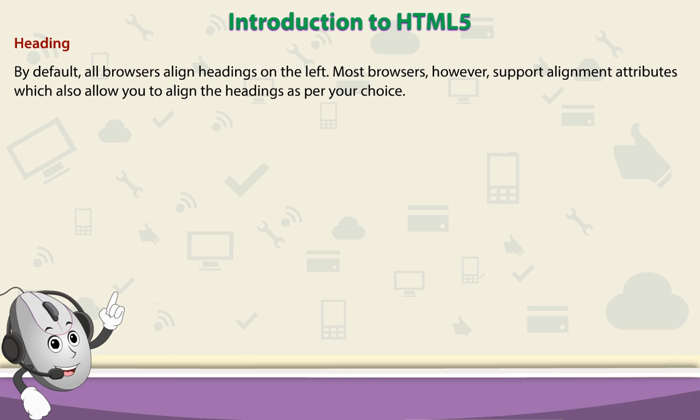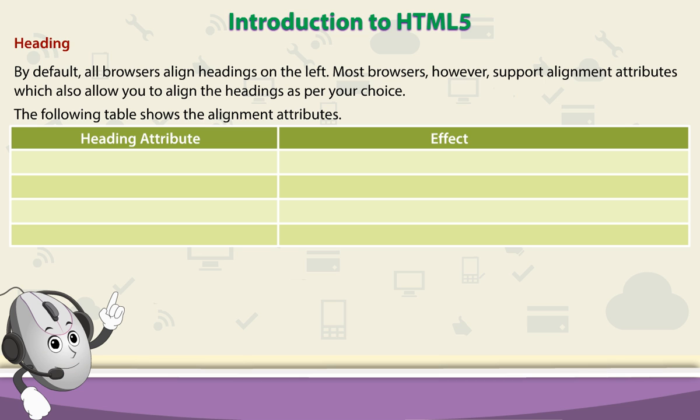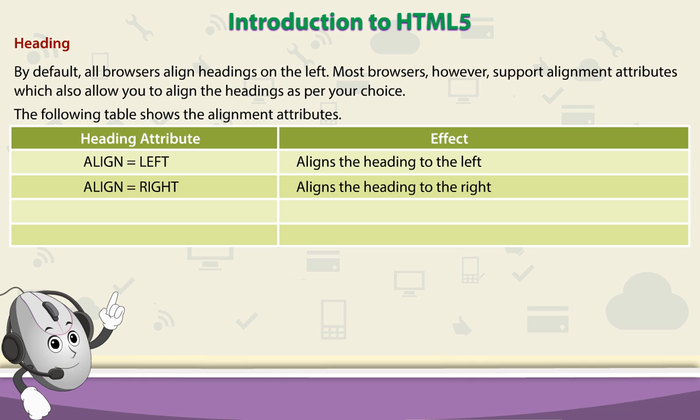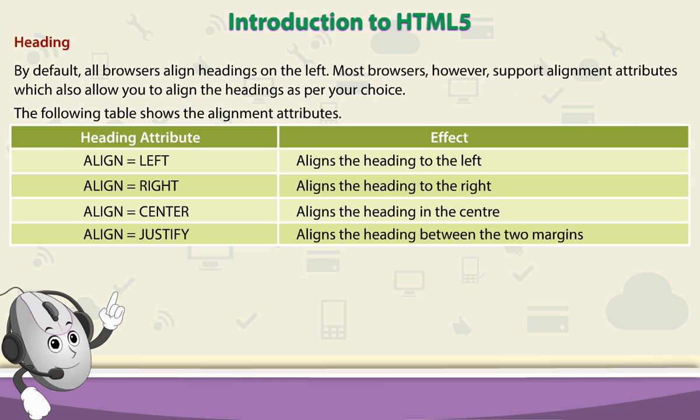By default, all browsers align headings on the left. Most browsers, however, support alignment attributes which also allow you to align the headings as per your choice. The following table shows the alignment attributes. Heading attribute. Effect. align="left" aligns the heading to the left. align="right" aligns the heading to the right. align="center" aligns the heading in the center. align="justify" aligns the heading between the two margins.